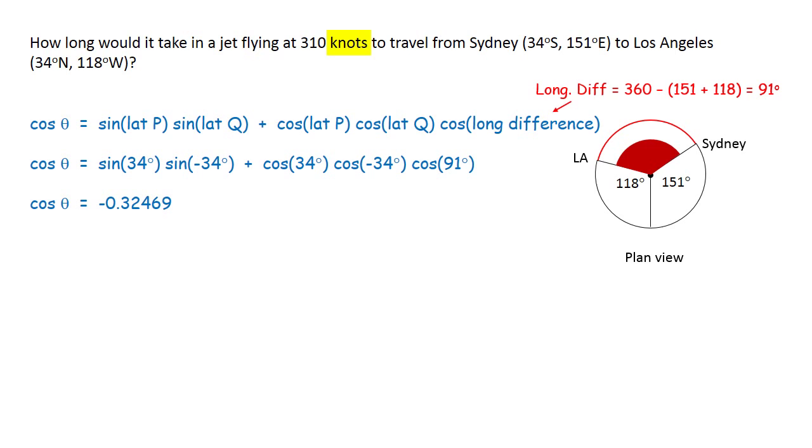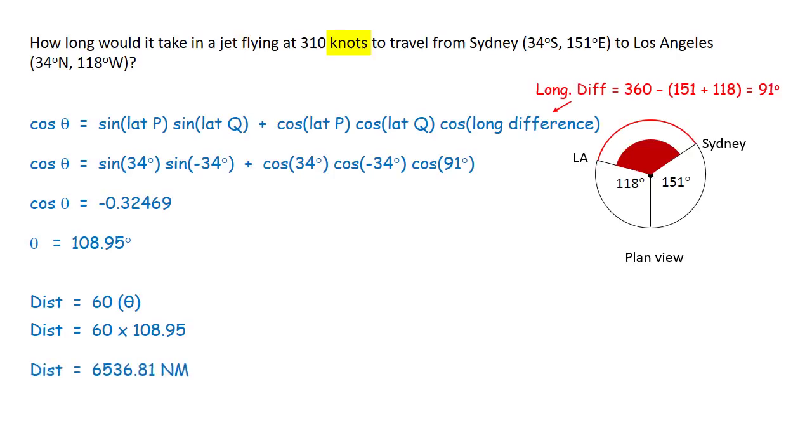If you've got some skill in programming or in spreadsheets, then you could make yourself a handy app that will help you do these sorts of calculations. We want the distance in nautical miles, so we're going to use d equals 60 theta. Theta equals 108.95 degrees.